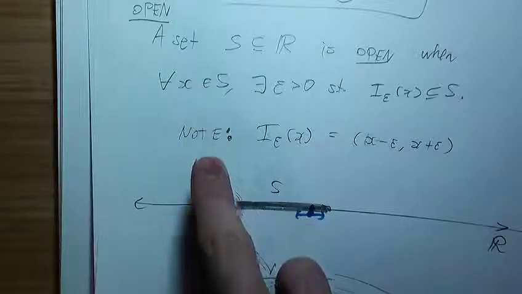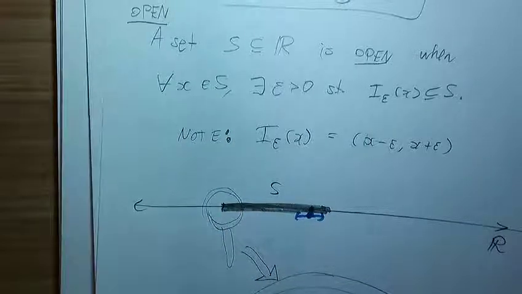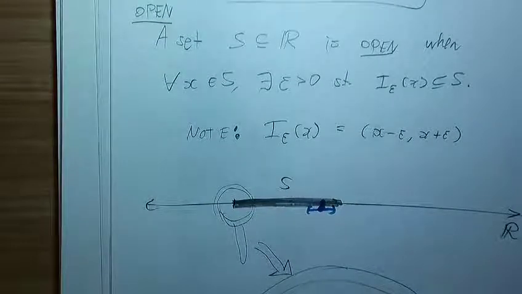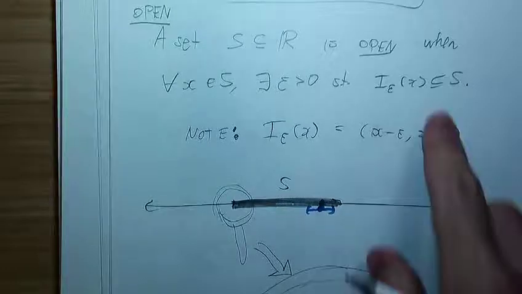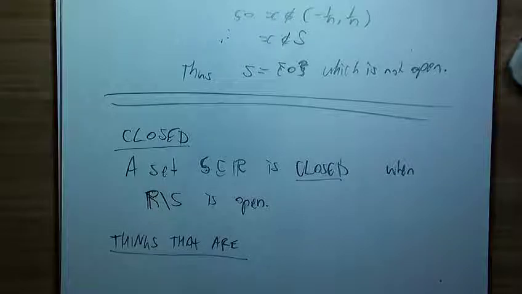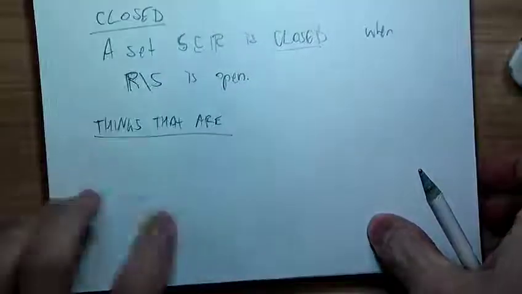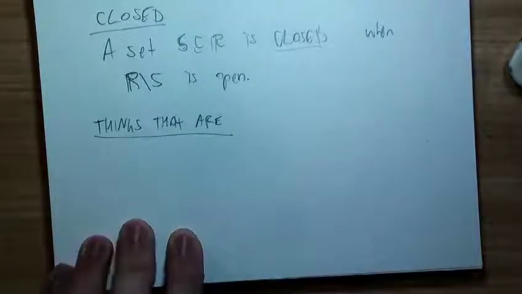So to be closed, for every element that's not in S, there's an epsilon greater than 0 such that the interval around it is completely outside S. So it's not a not contained in, but it's a contained in the complement. Okay, some things that are definitely closed. Closed intervals.